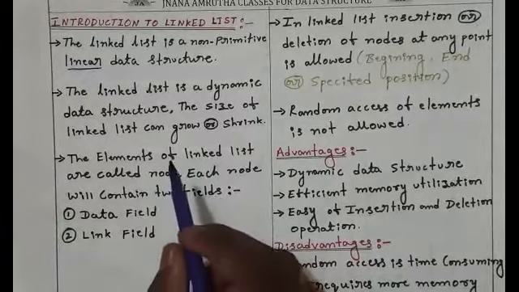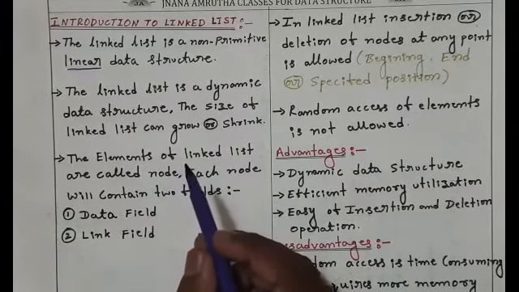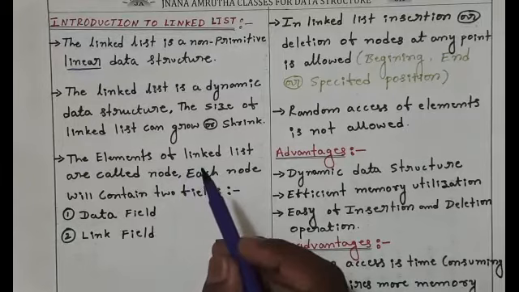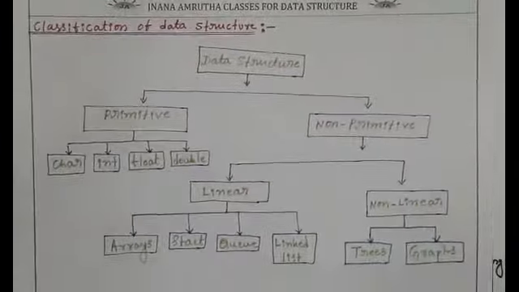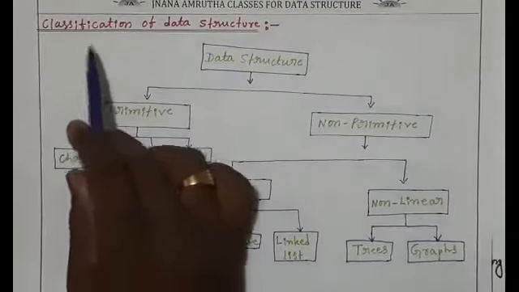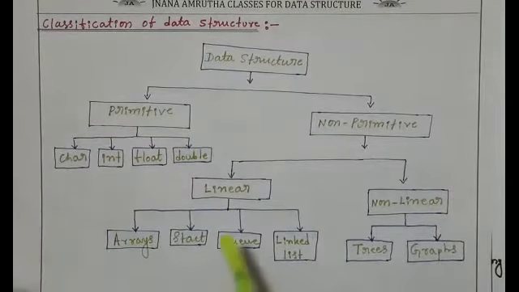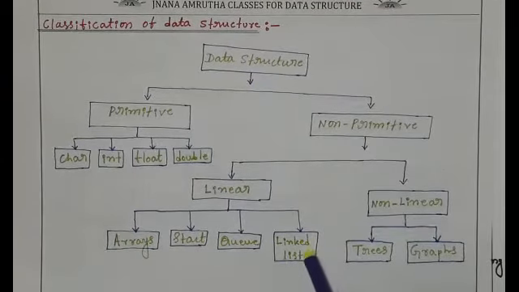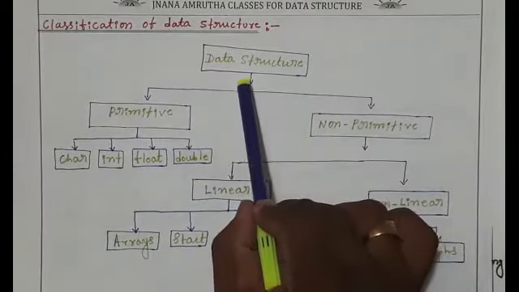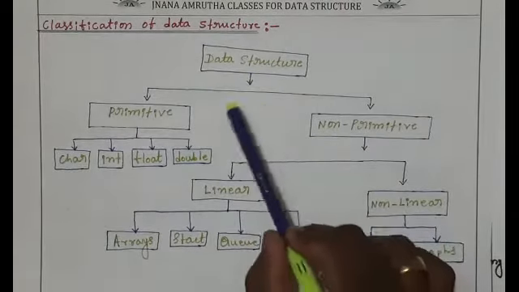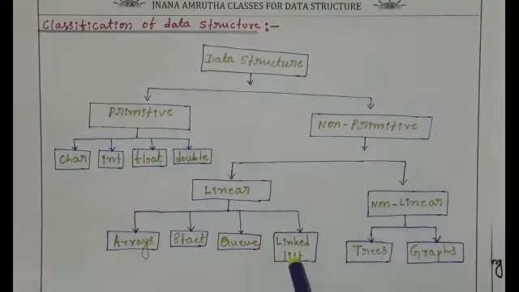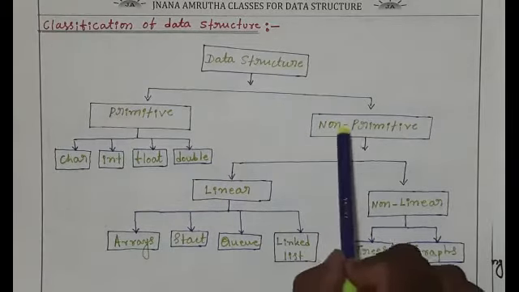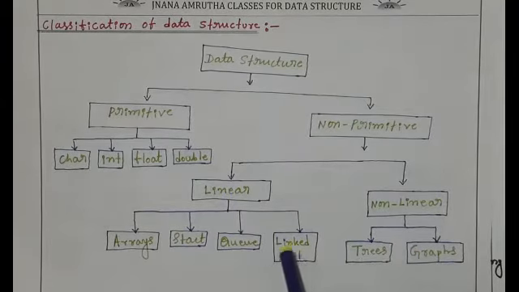For better understanding, we discussed in the previous class the classification of data structure. See here where it comes. In this classification of data structure, we are concentrating on linked list. Linked list is a non-primitive linear data structure.